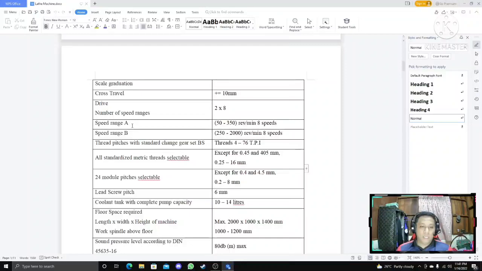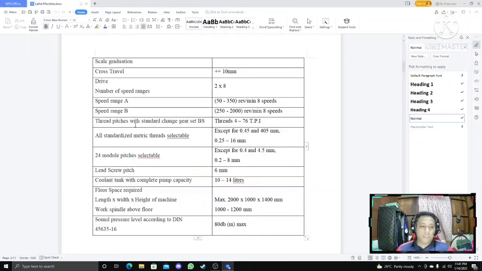Speed range A 50 until 350 rev per minute, 8 speeds. Speed range B 250 until 2000 rev per minute, 8 speeds. Thread pitch with standard change gear set BS. Threads 4 until 76 TPI.